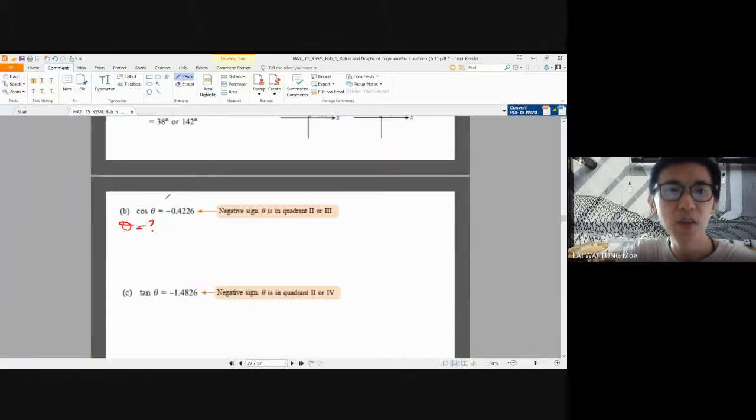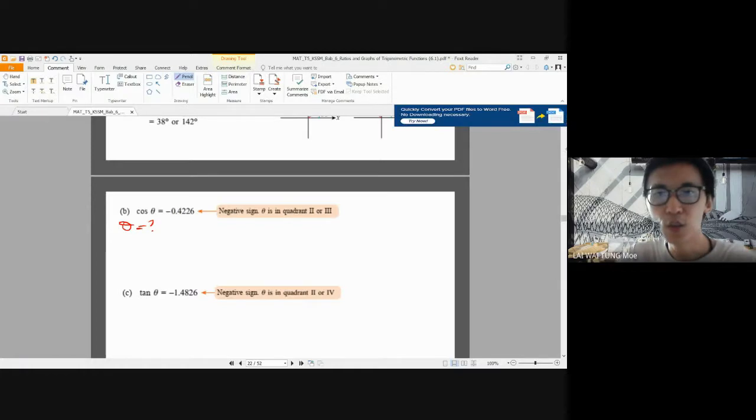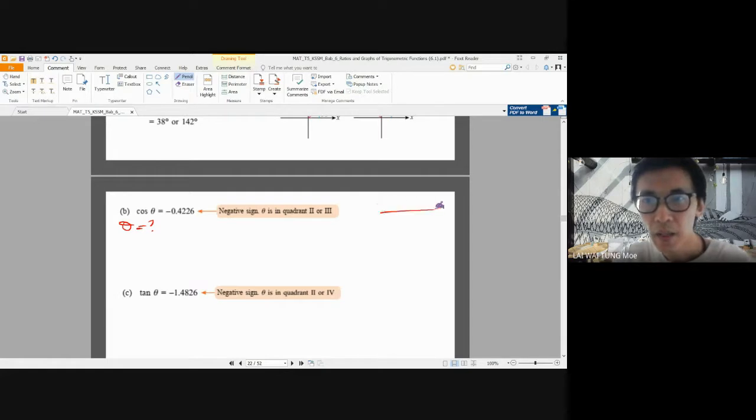Because this cos is negative, we use back the acronym, which is add sugar to coffee. We know cos is negative. In the first quadrant, cos is positive, and in the fourth quadrant it is positive. So this angle should be either in the second quadrant or in the third quadrant. So this is what we do: determine the quadrant first by the sign. Once you look at the sign, you know which quadrant the angle is in.